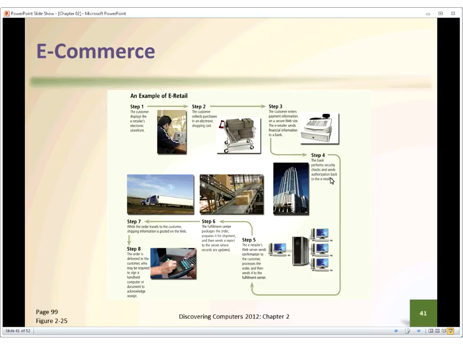The customer enters the payment information online using a credit card. The bank performs security on the check and sends the authorization back. The retailer web server sends the confirmation to the customer, and the fulfillment center gets whatever it is they purchased, gets it ready for shipping and addressing, sends it out, gets delivered, and you sign for it at the end.